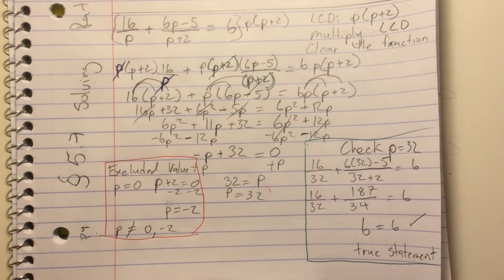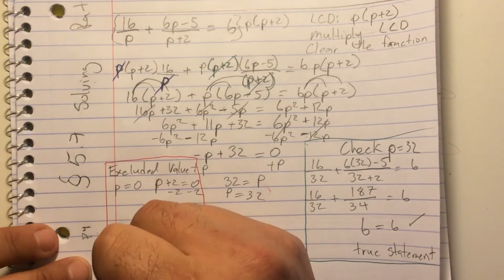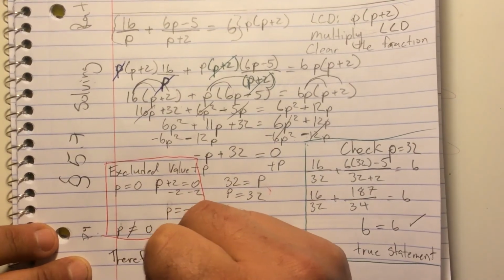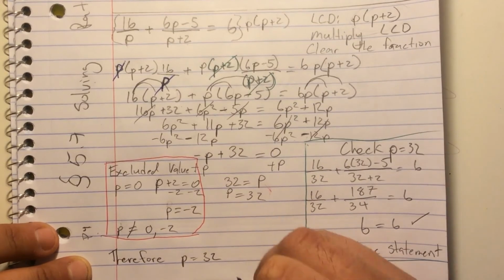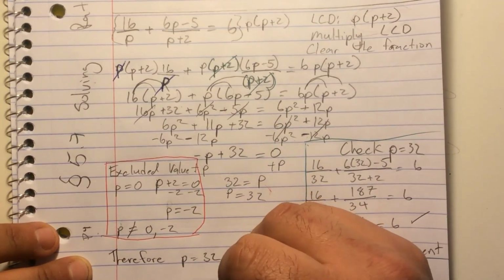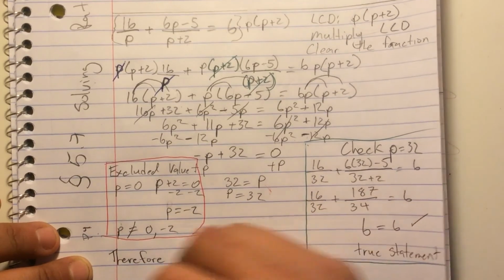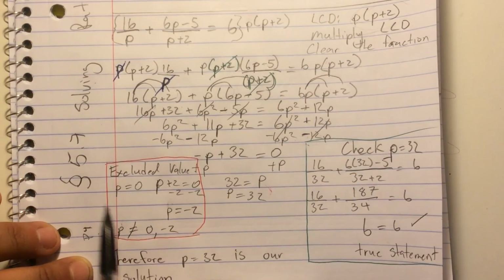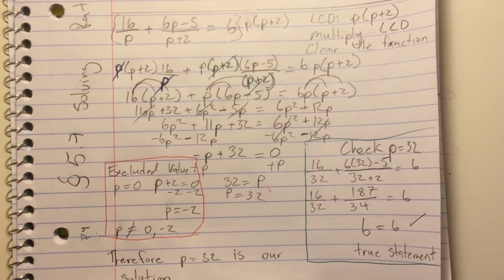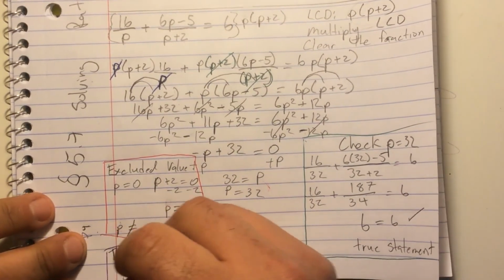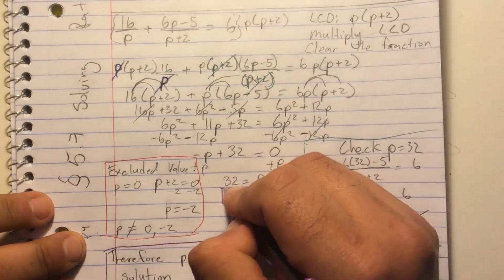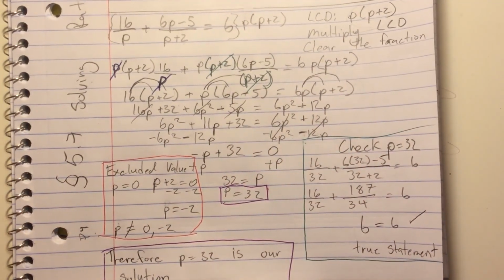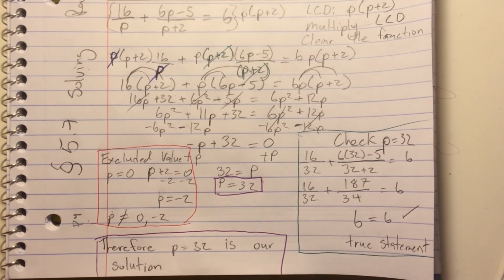All right, so that means that we can write our conclusion. So therefore, p equals 32 is our solution. Because there's no extraneous solutions on it, you know, it wasn't an excluded value and it was a true statement. So it is our answer or our solution. Circle this as well or box it. All right, and that's the final part. This is the final foldable for section 5.7, solving rational expressions.